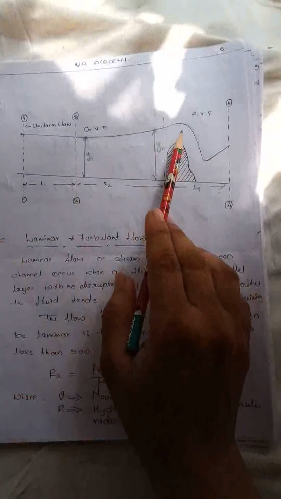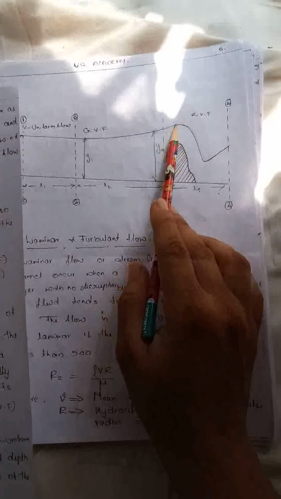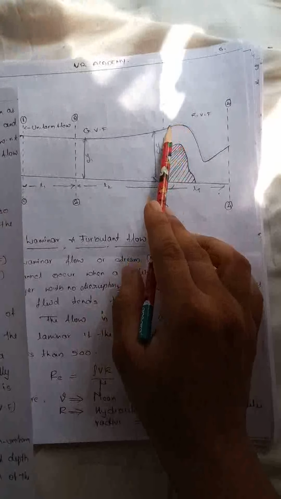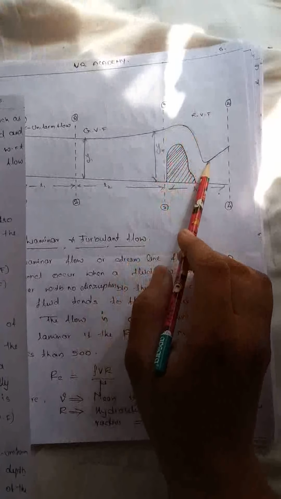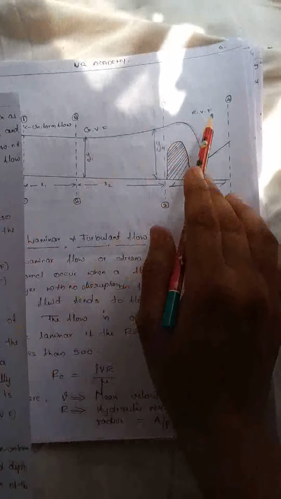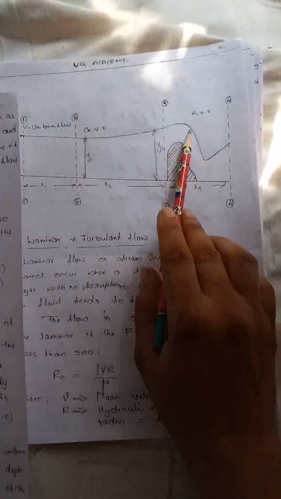Rapidly varied flow is also non-uniform flow. Here the depth changes suddenly, over a short length of the channel. Gradually varied flow means the depth changes gradually over a long length of the channel, and a sudden change of depth over a short span of the channel is called rapidly varied flow. So you got the concept of non-uniform flow: gradually varied flow and rapidly varied flow.